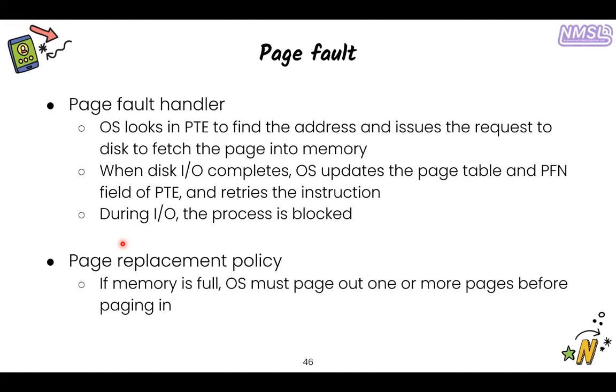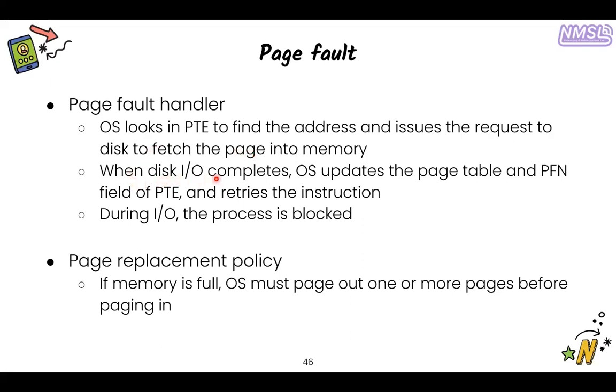When a fault happens, obviously there needs to be a handler. The OS will look into the page table to find the address, because it's in the swap space and you need to know where it is. Then you're going to issue a request. This is IO, right? Disk IO. Basically, fetch the page into memory, please. I need it in the memory.